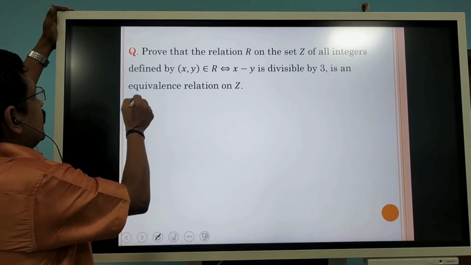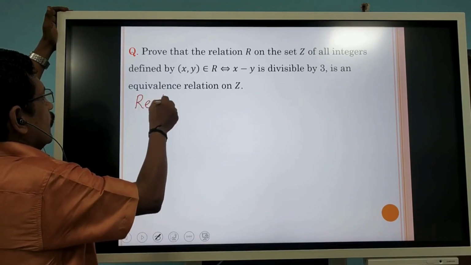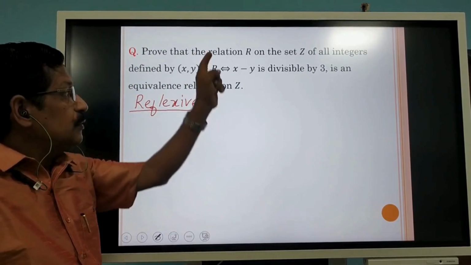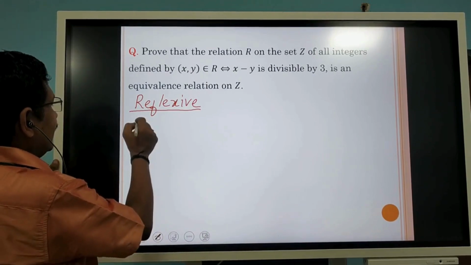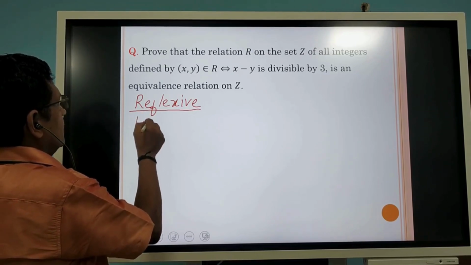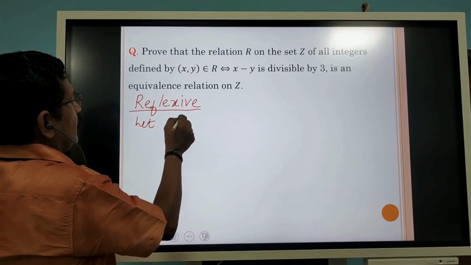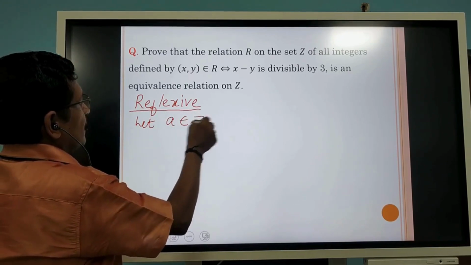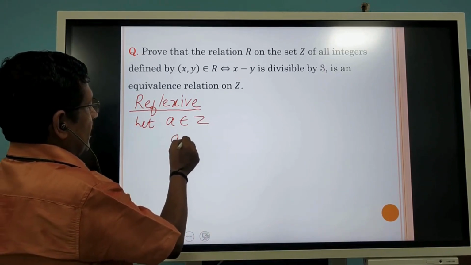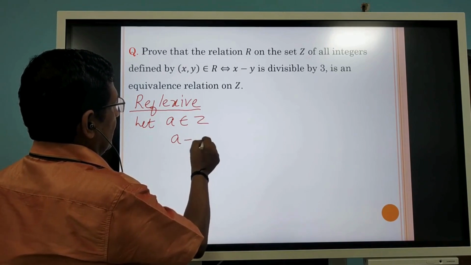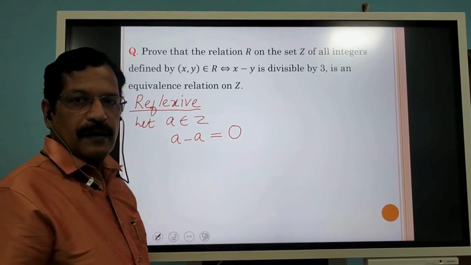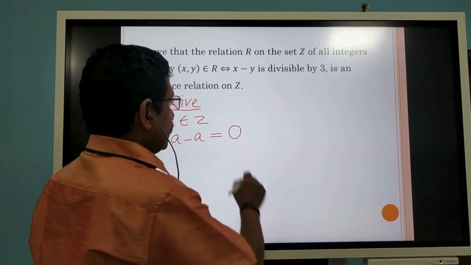So, I am taking the reflexivity case first. Reflexive. To prove R is reflexive, I am taking a general element from the set, an arbitrary integer. So, let a be an integer, so a element of the set. Since a is an integer, what about a minus a? A minus a is equal to 0, but 0 is divisible by 3.